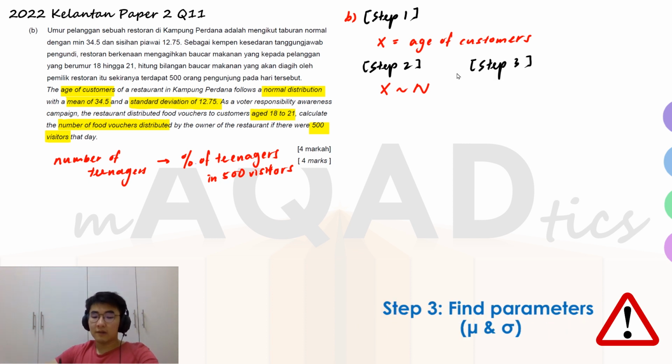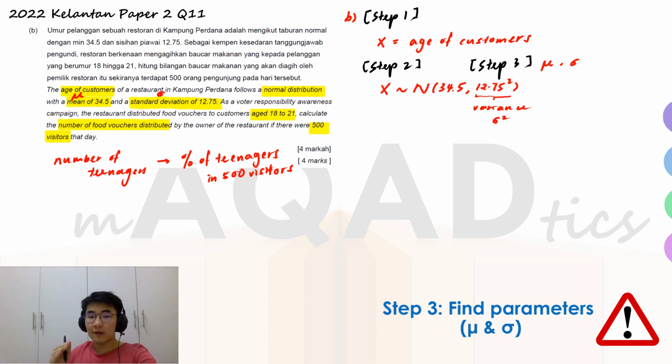And step 3 is to insert our parameters. The parameters here are mu and sigma, right? Mu, in other words, is the mean, and sigma is the standard deviation. So I just put the parameters here, 34.5 and 12.75. This part is a requirement. This one is actually the variance. As we know, if we square the standard deviation, it will be the variance, so I just put a square on top. And the symbol for variance is sigma squared.